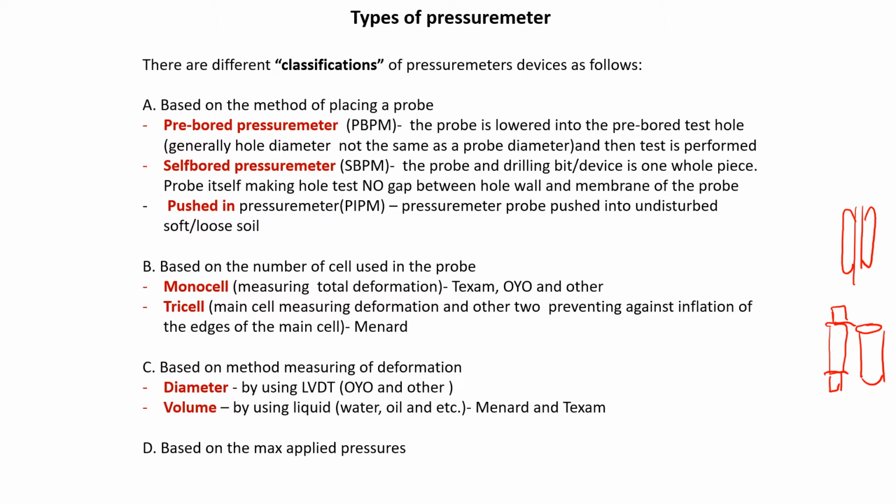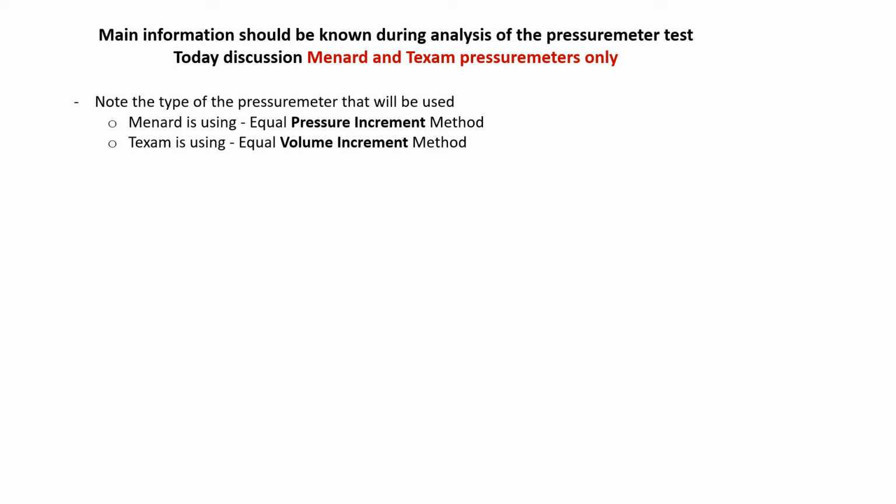And based on applied pressure, sometimes you can classify high pressure or low pressure pressuremeters, or sometimes they're called dilatometers if you're using them inside rock and bedrock, okay? Today we are going to discuss only Menard and Texan pressuremeters, pre-bored Menard and Texan pressuremeters, okay? Just keep in mind the difference between Menard and Texan, and this is very important.